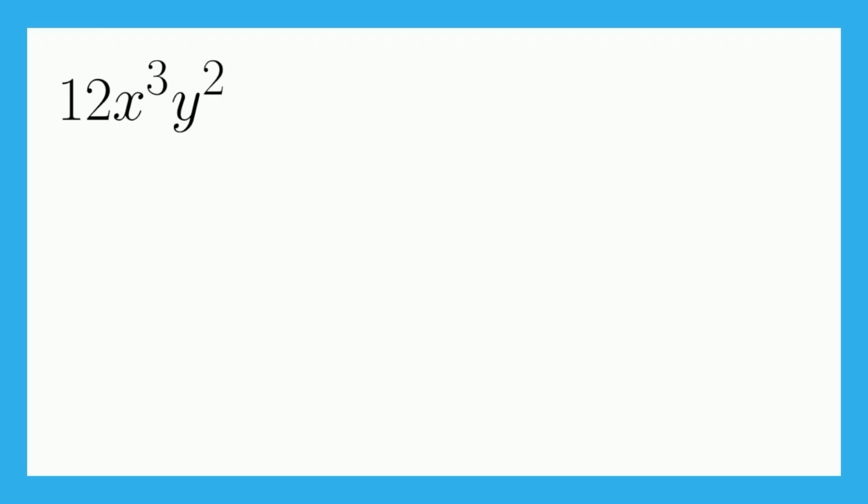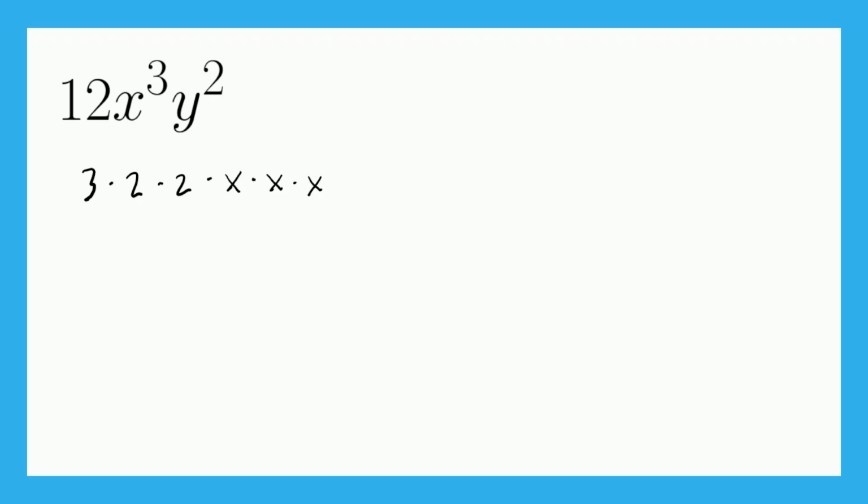So 12 can be factored into 6 times 2, but this is not a prime factorization yet because 6 can be separated into 3 times 2. So 12 factored into a prime factorization is going to be, as most of us should know, 3 times 2 times 2. And now x cubed expanded to the point where all of the variables have the exponent of 1 is going to be x times x times x. So we have 3 times 2 times 2 times x times x times x.